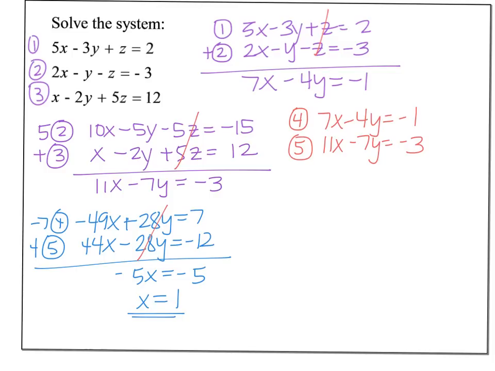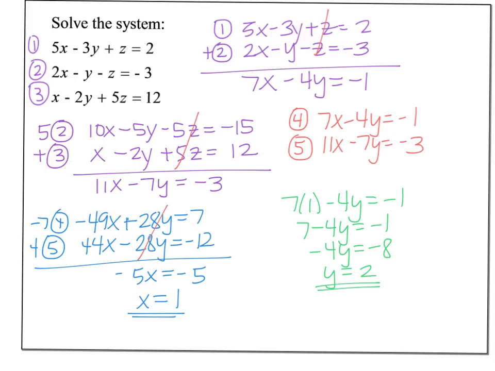Now we go back and plug in to one of our equations over here that has just x and y and solve for y. So to do that, I can say, okay, I'm just going to use the top one. So 7 times 1 minus 4y equals negative 1. Well, that's 7 minus 4y equals negative 1, minus 4y equals negative 8. Y is equal to 2. Awesome. Now I have 2 of my 3 variables.